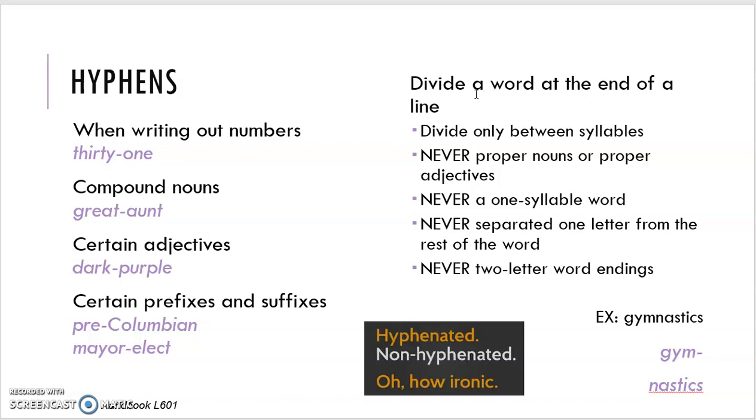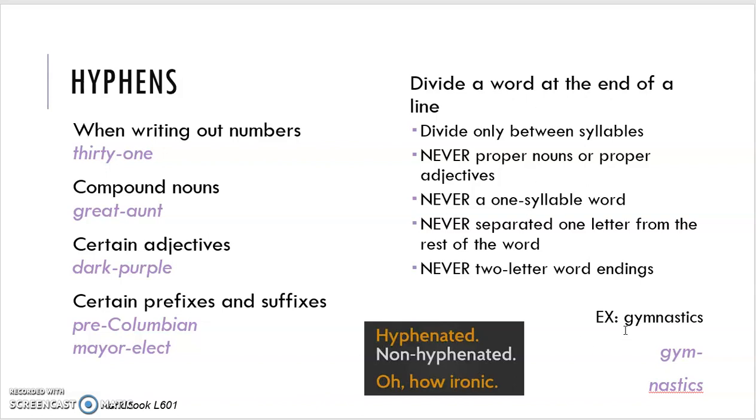Sometimes they divide a word at the end of a line. You're typing, you get to the end of the line, and instead of putting the whole word onto the next line, maybe it's a long one and you can break it up. But the rules for breaking it up: you can only divide between syllables, not mid-syllable. We never divide proper nouns or proper adjectives, like names. Never one-syllable words. And never separate one letter from the rest of the word. And never separate those two-letter word endings.